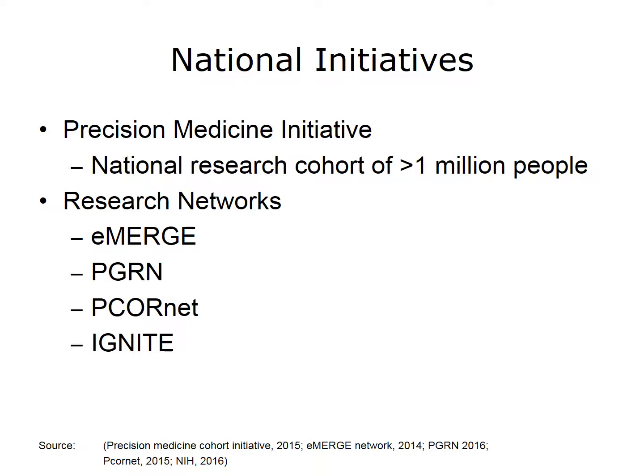This new effort and funding will supplement some existing research networks that themselves have developed large cohorts of patients. 3 networks that have been ongoing include the eMERGE network, the Pharmacogenomics Research Network, or PGRN, and PCORNet.